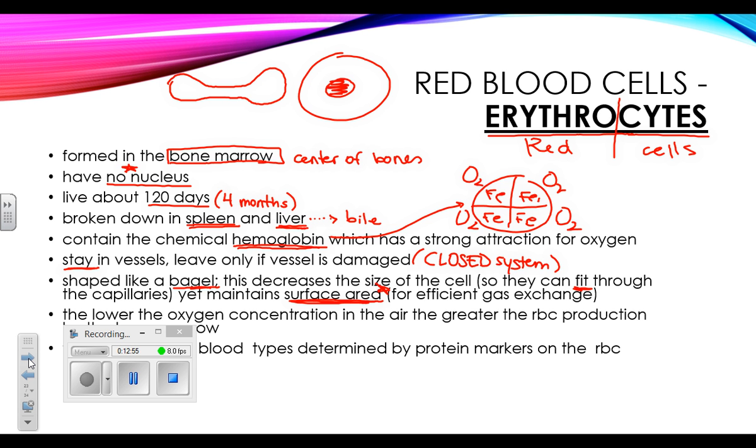You need to have a lot of surface area so you can have efficient gas exchange. And your red blood cells maintain that. They're pretty flat and thin, which means they have lots of surface compared to the volume of the cell.